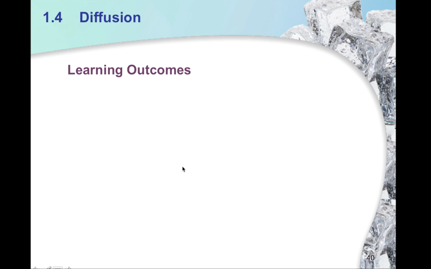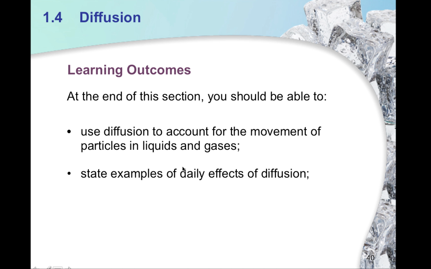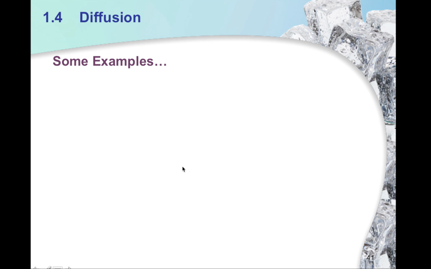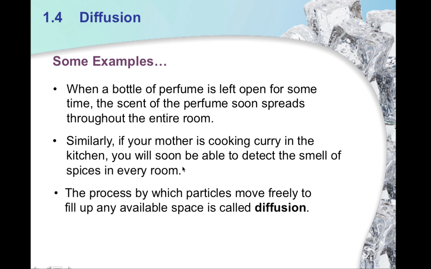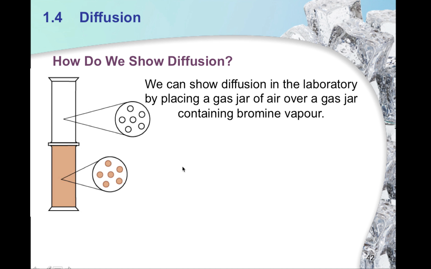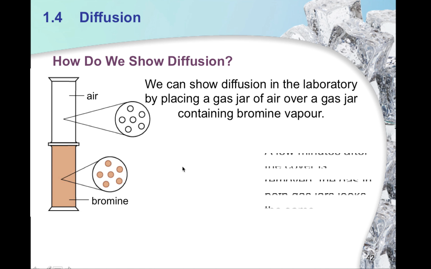Now, diffusion. For diffusion, you are required to know the definition of diffusion and the factors that can affect the rate of diffusion. So these are some examples in which diffusion can occur. So how do we actually show diffusion then?